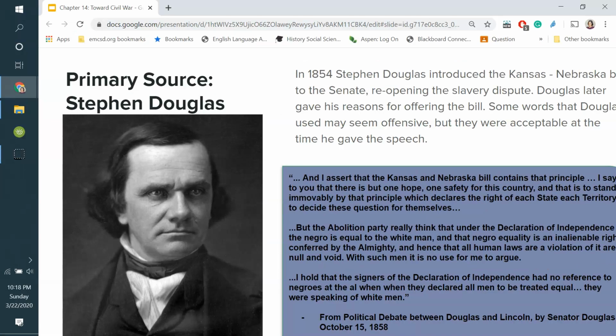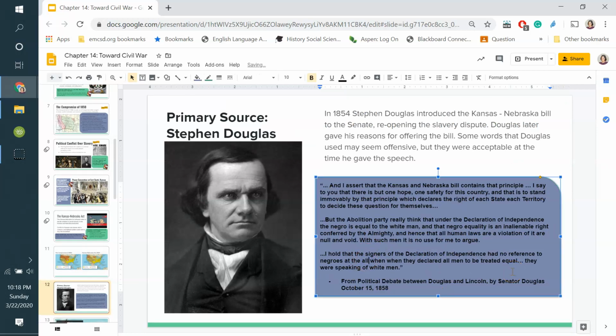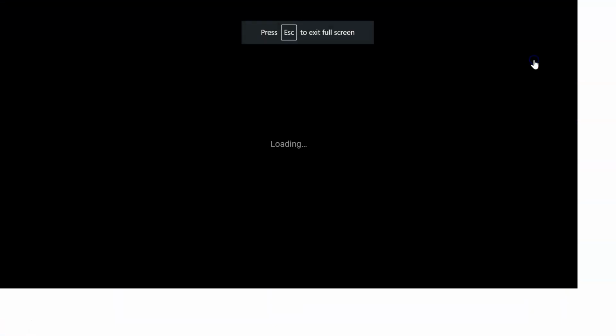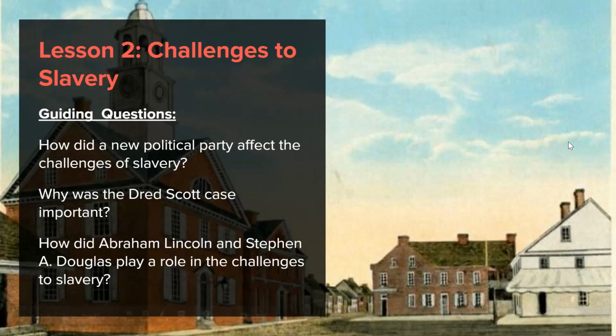Douglas is arguing that because the writers of the Declaration of Independence would not have considered African Americans as equals, therefore slavery is permissible and it should be left to the people to decide.